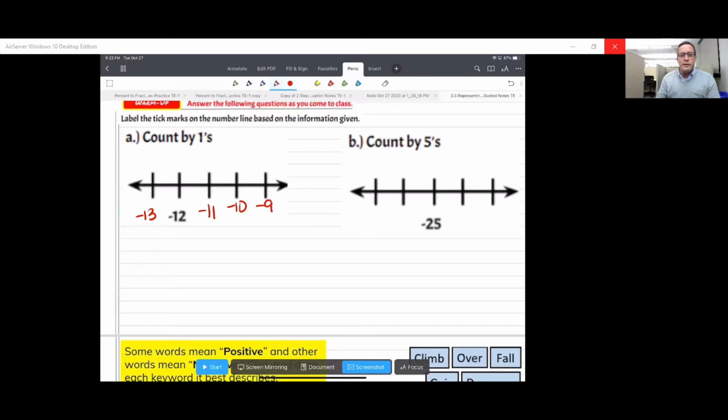All right, on the next warm up right there, we're going to count by fives. And so same thing, we have negative 25 indicated on that number line. And so as we go to the right, we're going to want to get bigger. And the next bigger by fives would be negative 20. And the next bigger after that would be negative 15. And as we go to the left, it's going to be negative 30 and negative 35. And that's all there is to it.